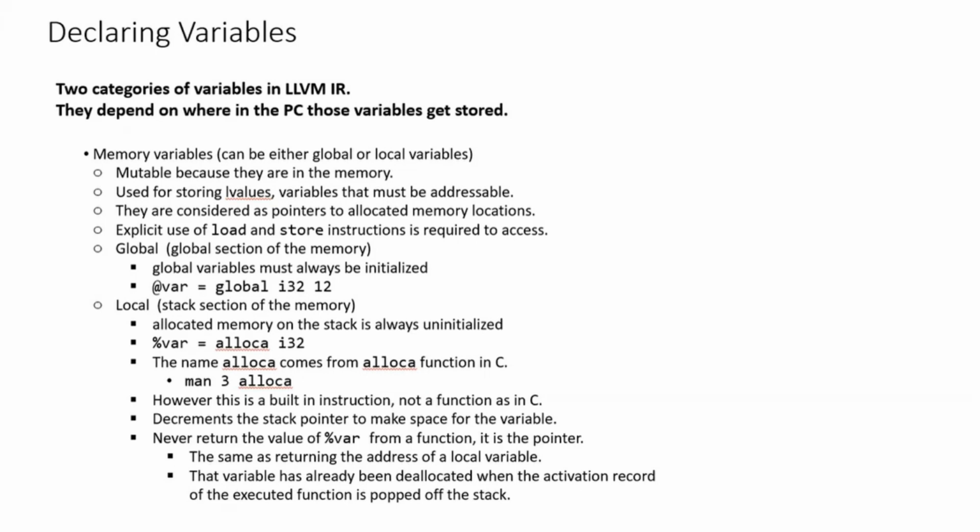The second type of variables are memory variables. And these variables are mutable because they are stored in the memory. So unlike virtual registers, they are used for storing L values or variables that must be addressable. So the actual variable itself is considered as a pointer to that allocated memory location, which means that explicit use of load and store instruction is required to access.